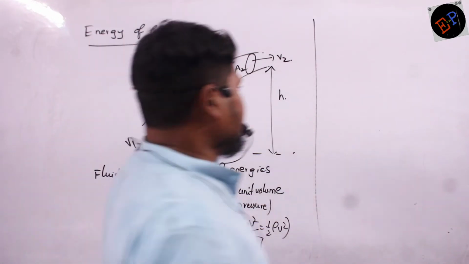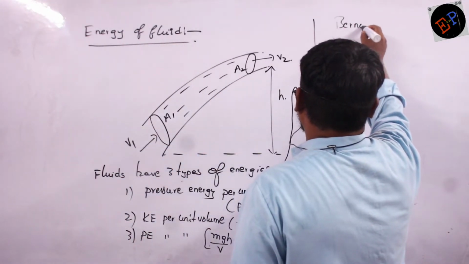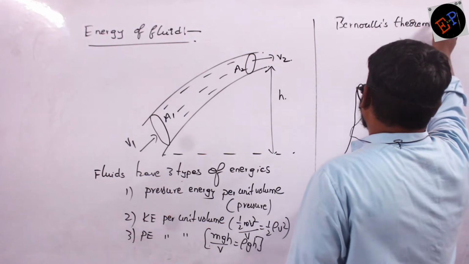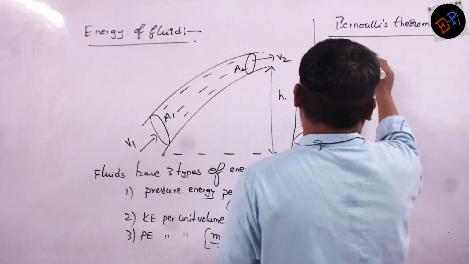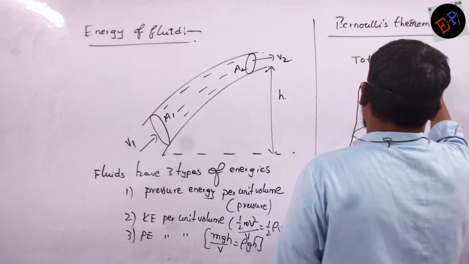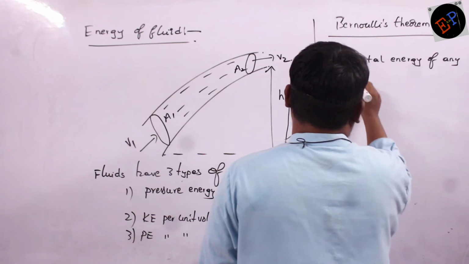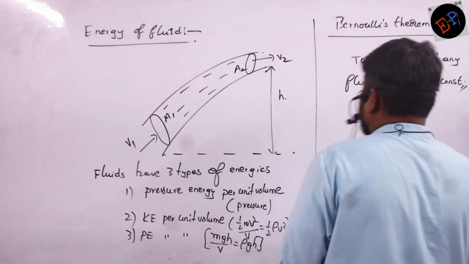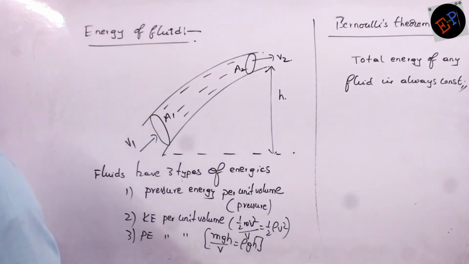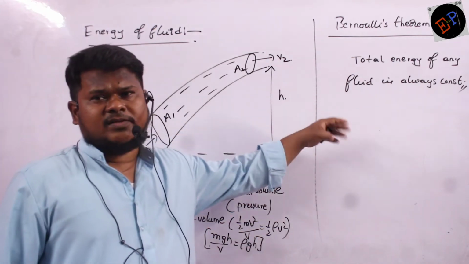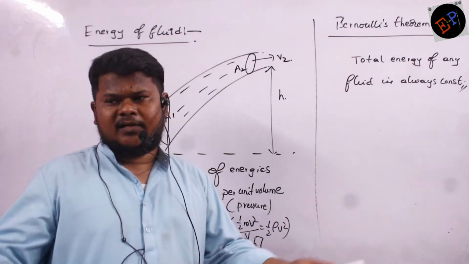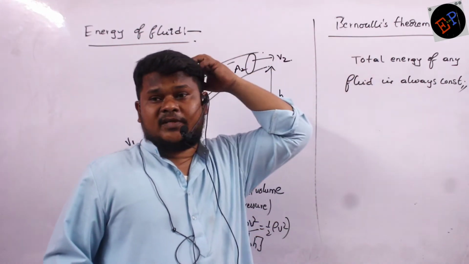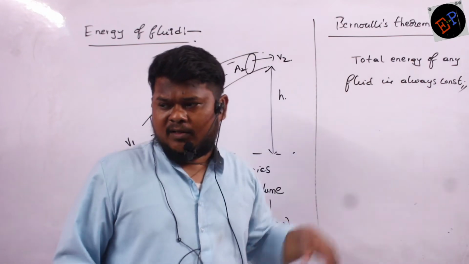So then we study a theorem which is called Bernoulli's theorem. Bernoulli's theorem says that the total energy of any fluid is always constant. This is according to the law of conservation of energy itself. Bernoulli's theorem is not a new theorem; it is based on the law of conservation of energy. Total energy always remains constant, same concept. But this theorem was identified before the law of conservation of energy was identified, so it was given a separate name, Bernoulli's theorem.